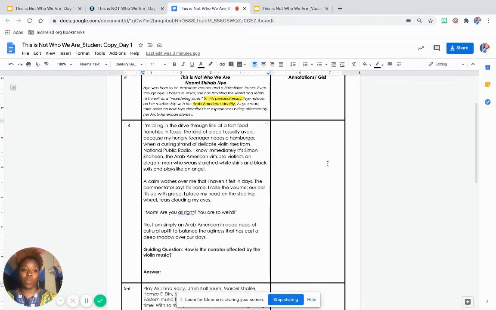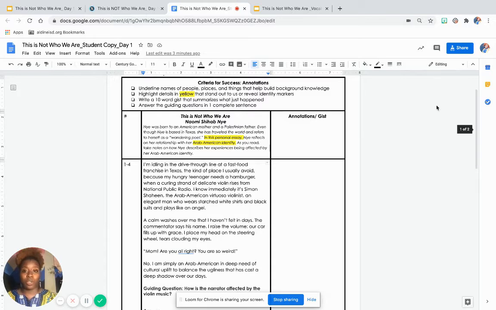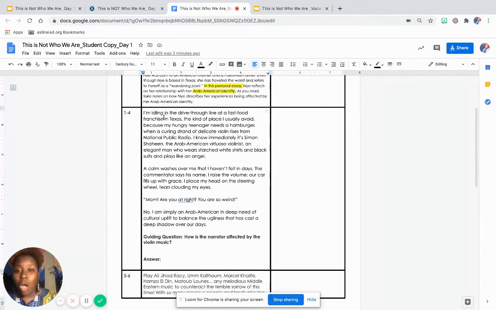All right. So the first thing we need to do for our criteria for success is underline the names of people, places, and things that help to build background knowledge. Okay. So Texas, we're going to underline that because now we know that Mrs. Nye is living in Texas. That's where she was in this story. I want to underline the drive-through line at a fast food franchise because we know that that's a restaurant. Could it be Whataburger? Because that's my personal favorite now. Could it be Chick-fil-A? Could it be Wendy's? We don't know, but we know that it's a fast food franchise, a fast food restaurant.